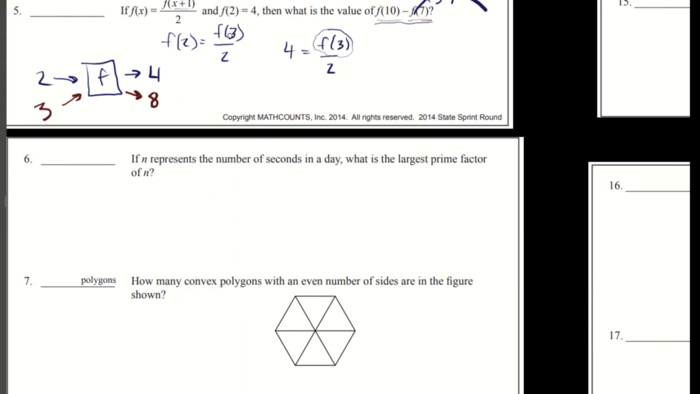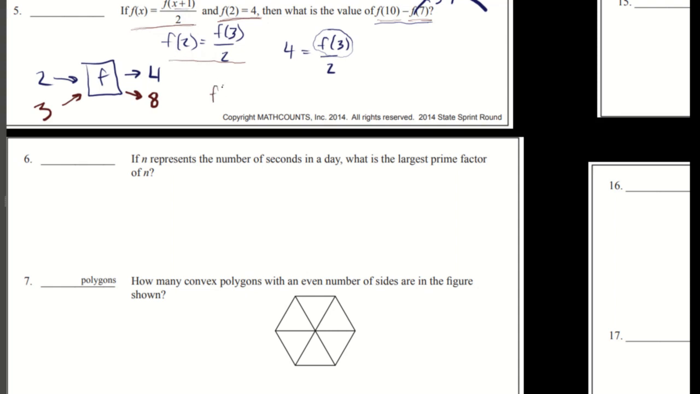But maybe we could figure out what f of 4 is. Should we try that? Yeah. How would we do that? I don't know. Wait. They gave us f of 2, and we managed to figure out what f of 3 was. How did we do that? We did f of x plus 1 over 2. Okay, so if we set x to 2 to get this thing, what should we set x to try to figure out f of 4? 3.